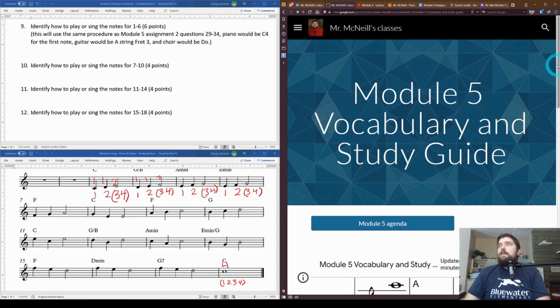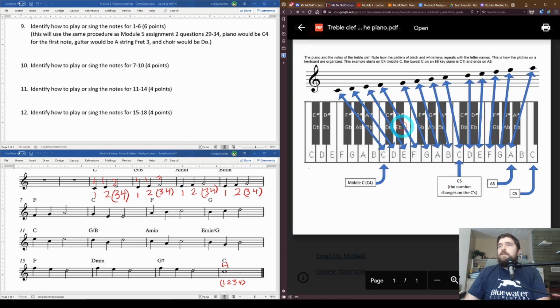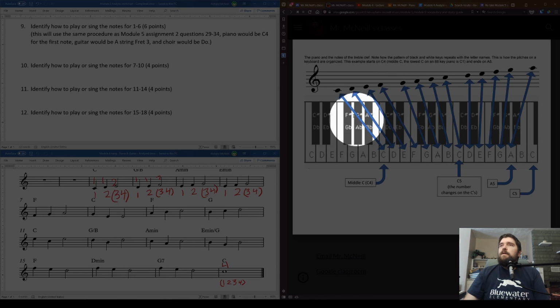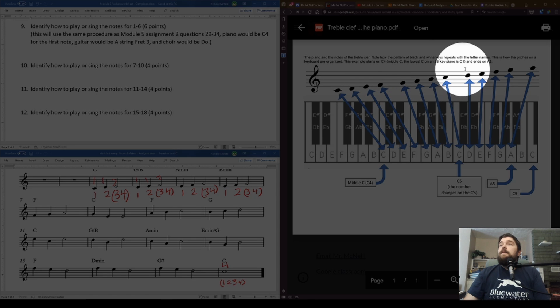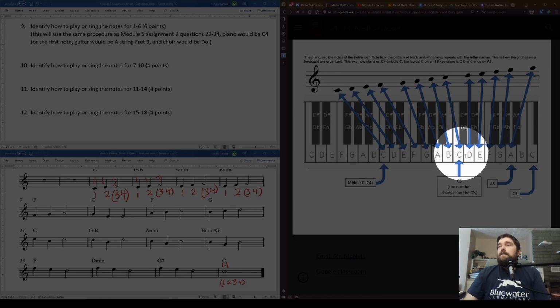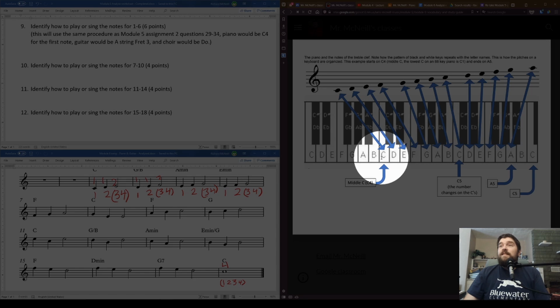So I'm at the Module 5 Vocab and Study Guide, and I scroll all the way to the bottom of the page. This one shows us exactly where each of these notes that we see up here is on the piano. Notice it's stepping up C, D, E, F, G, A, B, C, D, E, F, G, A. And the notes on the keyboard step up as well. And remember, it is on the C's that the numbers increase.